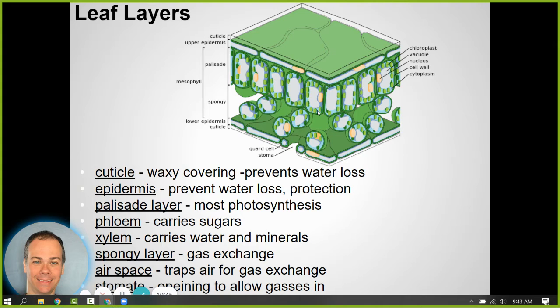And on this slide, we just have sort of a description of what I just told you of each layer in the leaf and what they do.